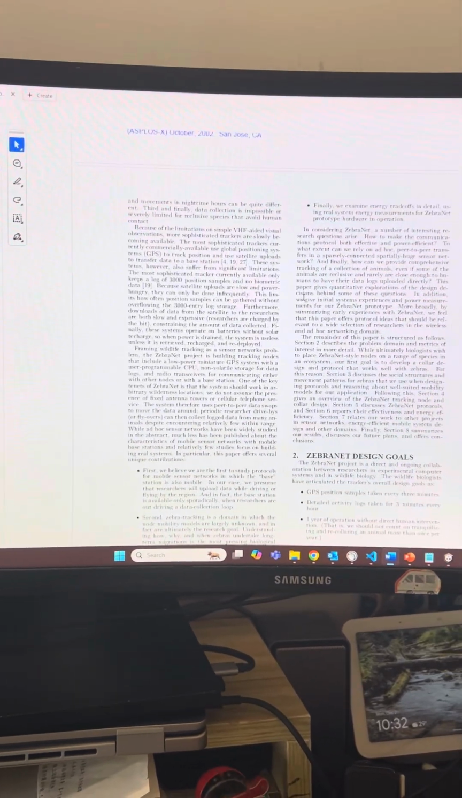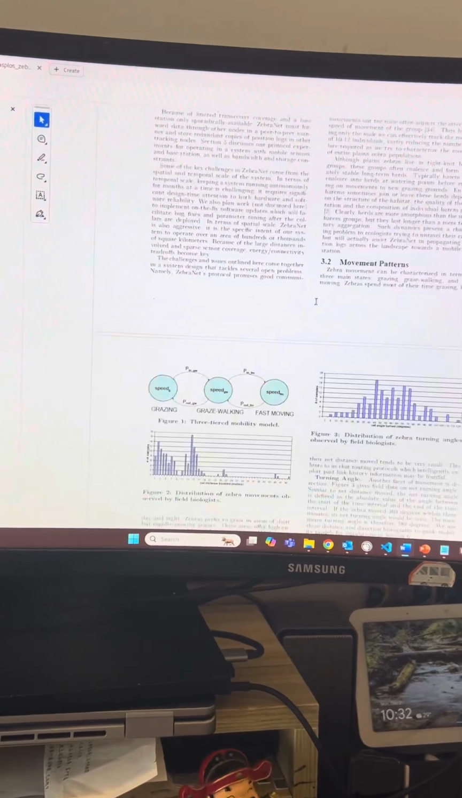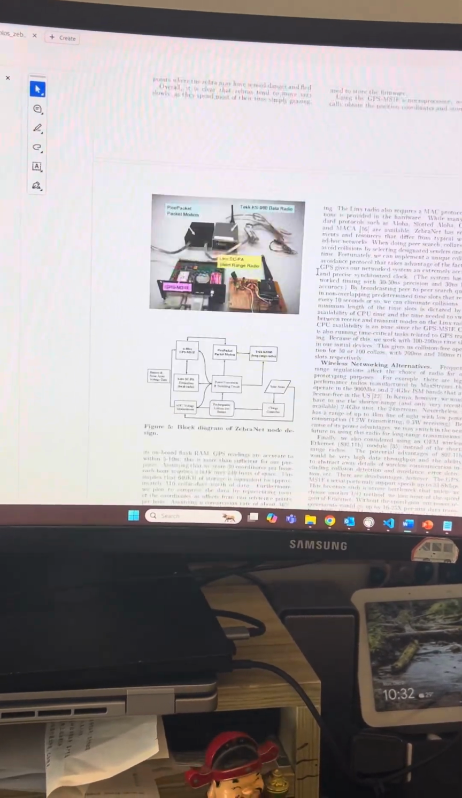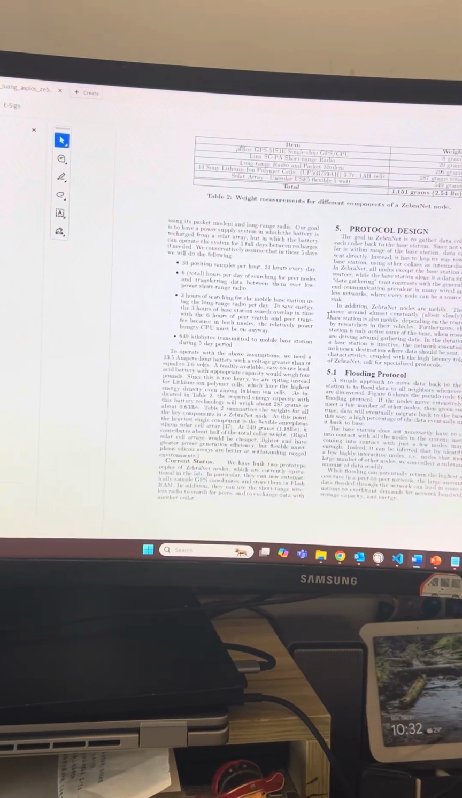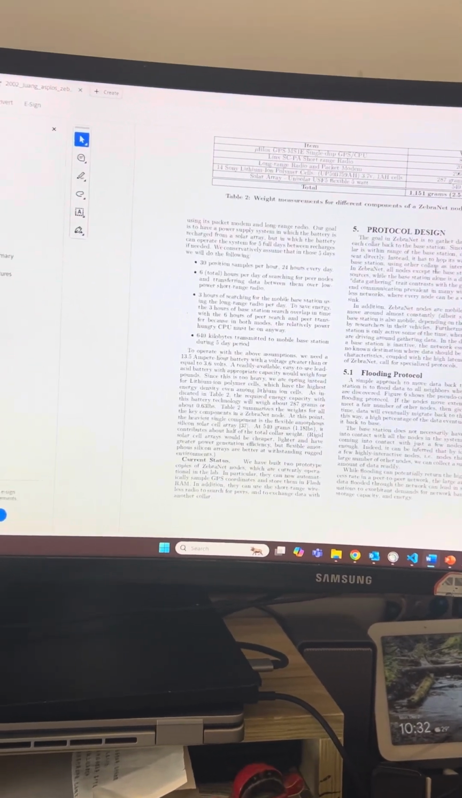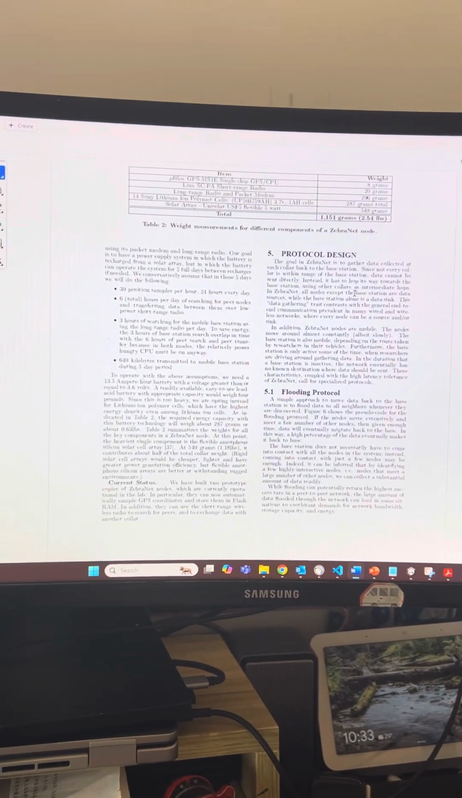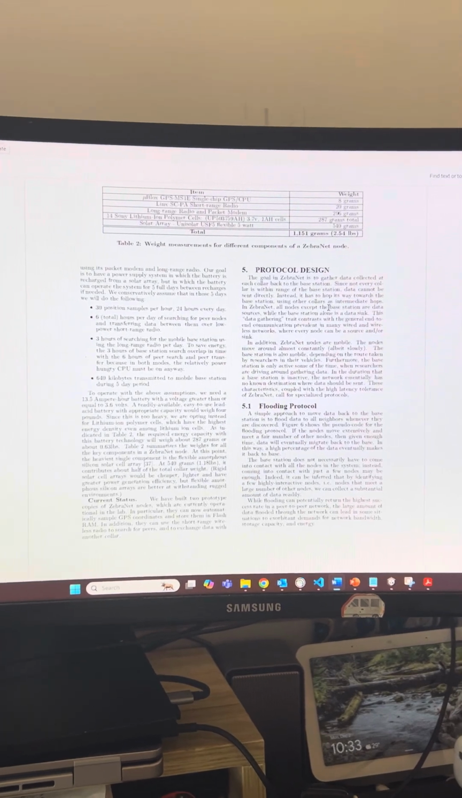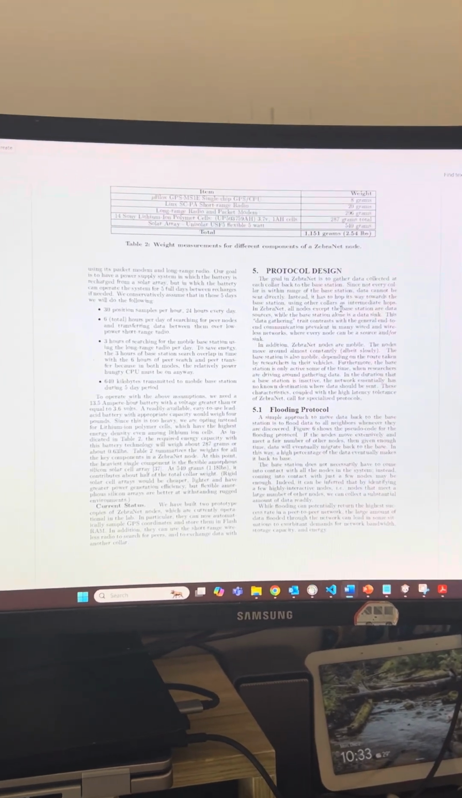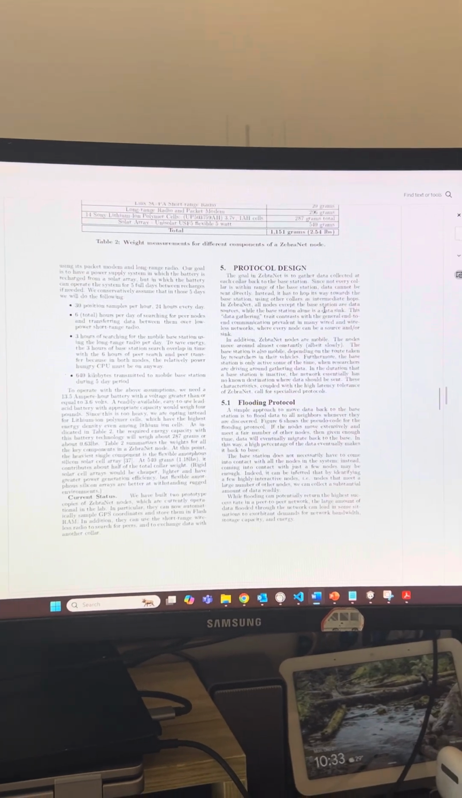The part which I find most interesting is section 5. Let me go there, which is on the protocol design. This part is quite interesting. So it describes the method implemented to manage the power energy consumption and ensure reliable data communication in the wildlife tracking.